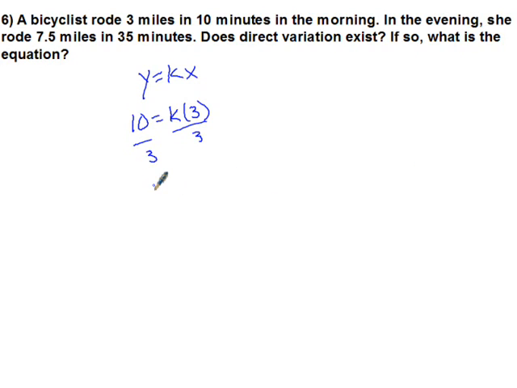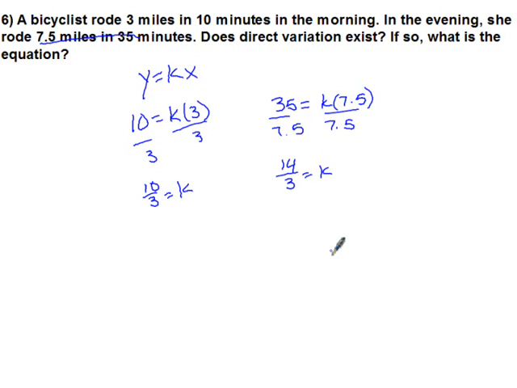All right, and so 10/3 is already simplified, so that would have to be k. Then I'm going to do the same thing with the second set of data. So 35 minutes, because I put 10 minutes here, so I've got to match everything up, is equal to k times 7.5, and then divide by 7.5 on both sides. 35 divided by 7.5 is going to be 14 over 3, so k is not the same, so no, this is not direct variation.